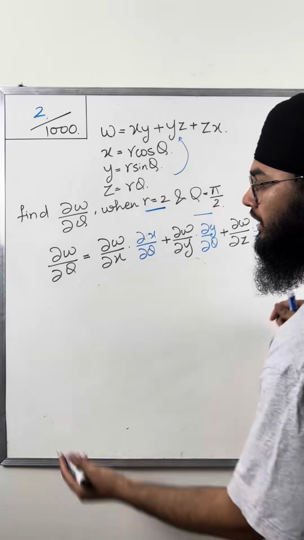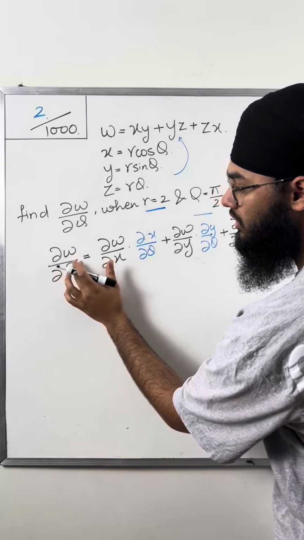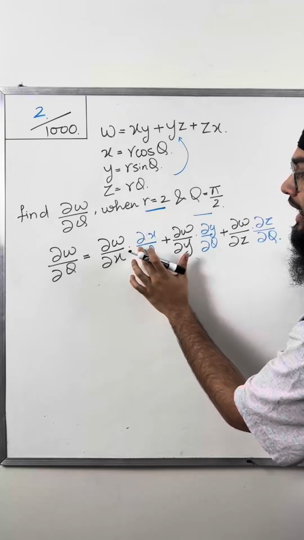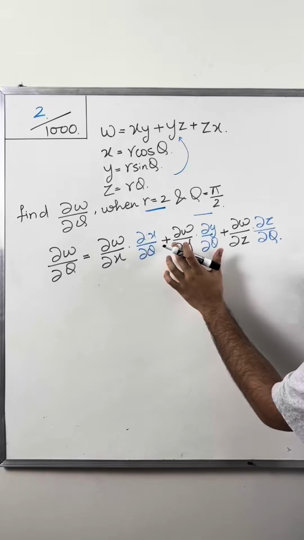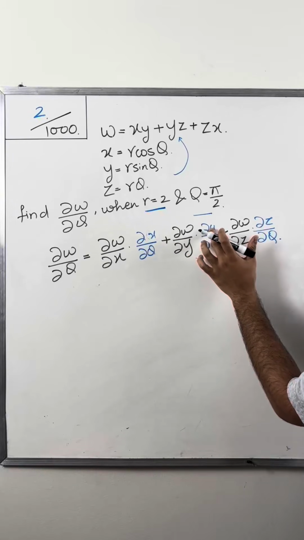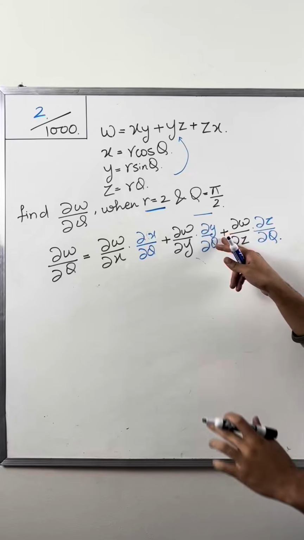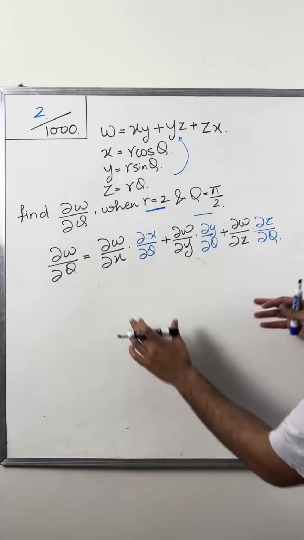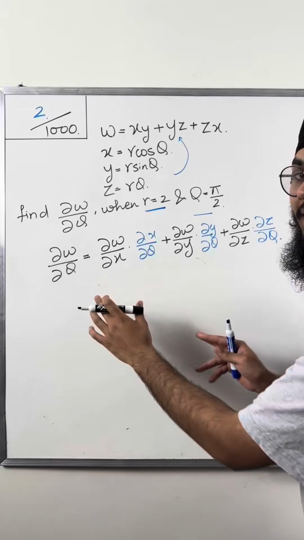So using the multivariable chain rule, we get that partial of w with respect to theta is partial of w with respect to x times partial of x with respect to theta, plus partial of w with respect to y times partial of y with respect to theta, plus partial of w with respect to z times partial of z with respect to theta. Now let's find all these partials and plug them into the equation.